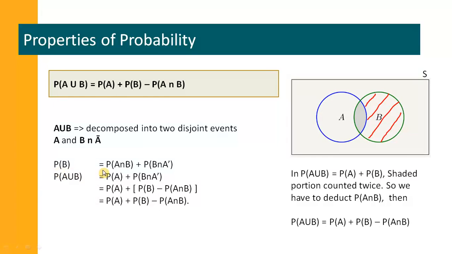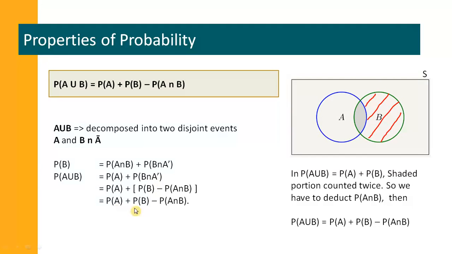And we know that P of B equal to P of A intersection B plus P of B intersection A naught. And P of A union B equal to P of A plus P of B intersection A naught. This A naught and A complement both are same. So from these two equations we get P of A plus P of B minus P of A intersection B. How does this P of B minus P of A intersection B come? We are replacing this P of B intersection A complement using this equation. Using some simple algebra, this can be written as P of B intersection A complement equal to P of B minus P of A intersection B.